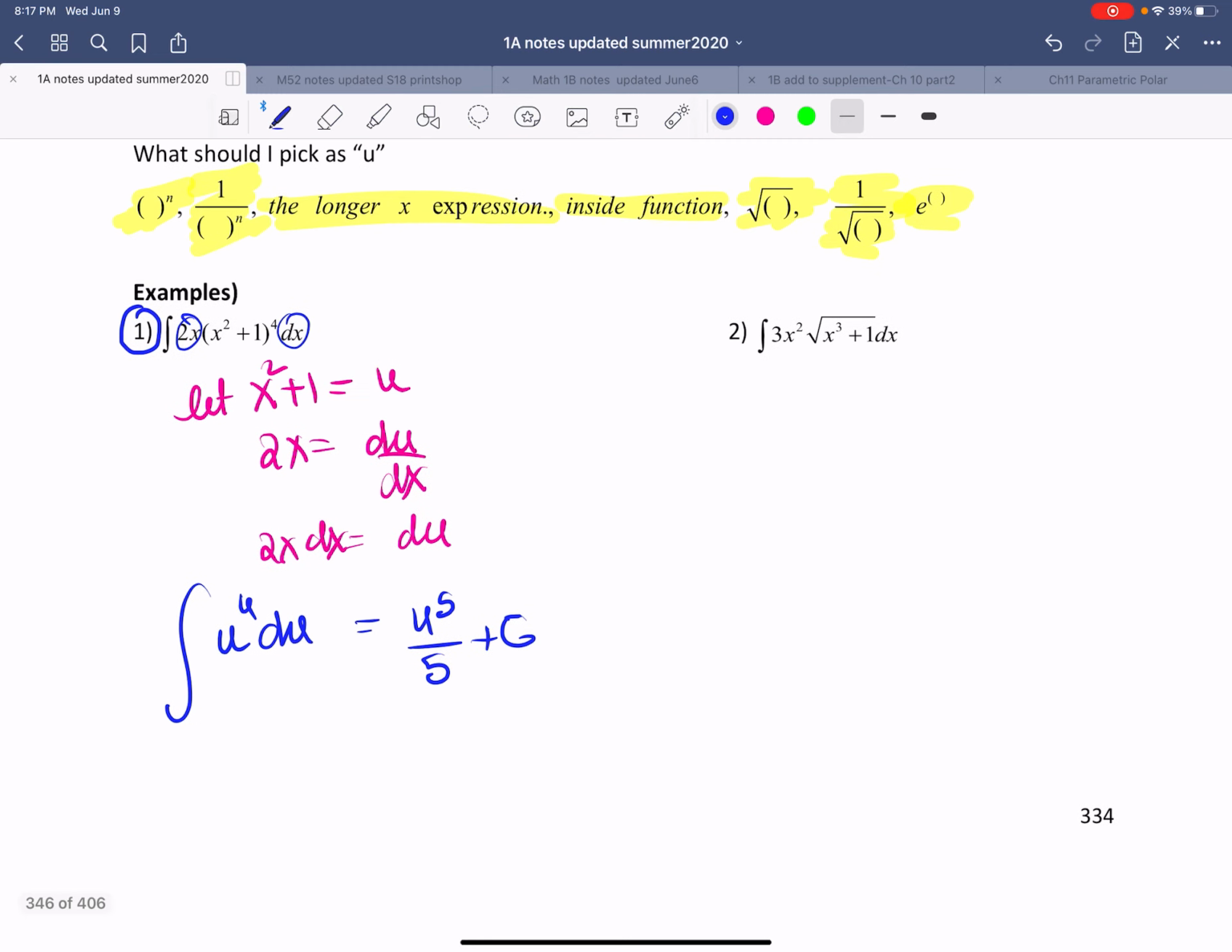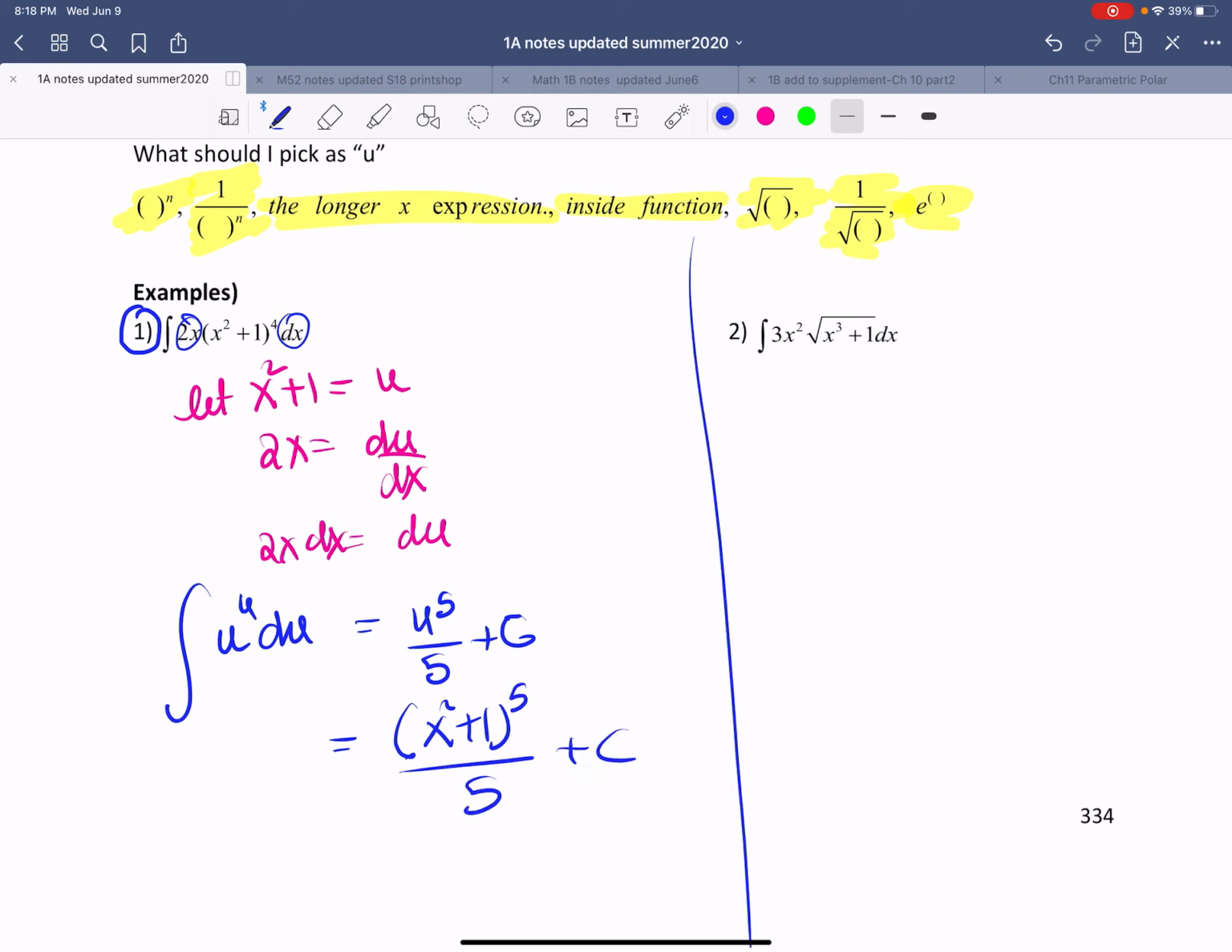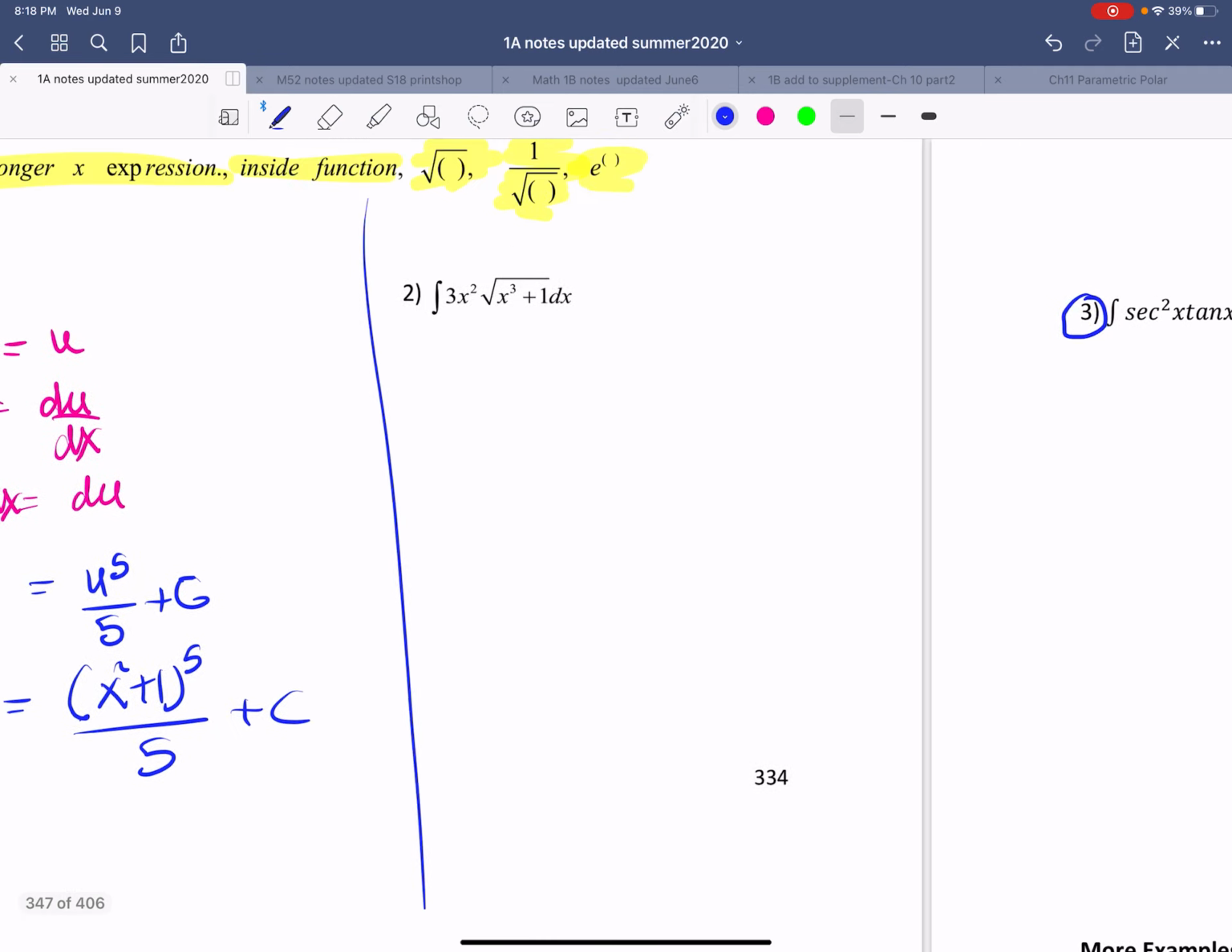Don't forget it's an indefinite integral. I must add a c over there. And now I'm going to replace the u by whatever we called u in the beginning, and that's our integral. Let's see a couple more examples.